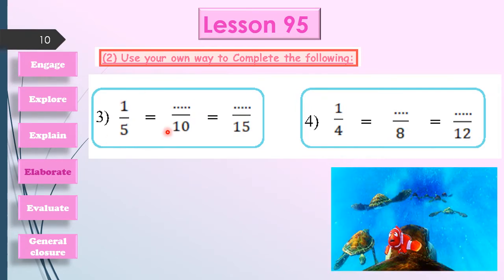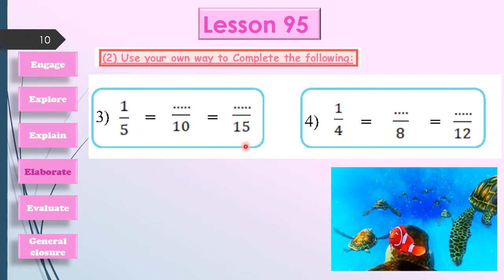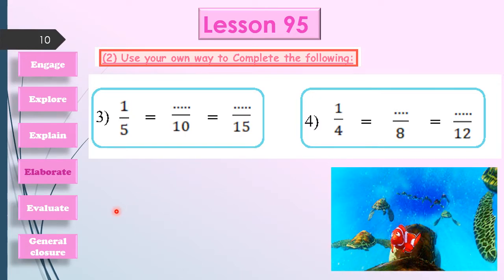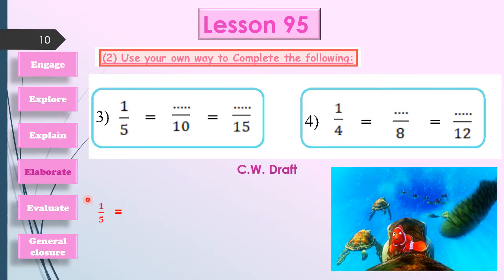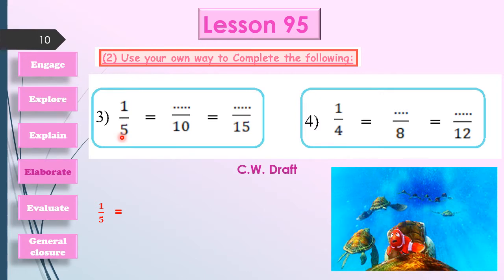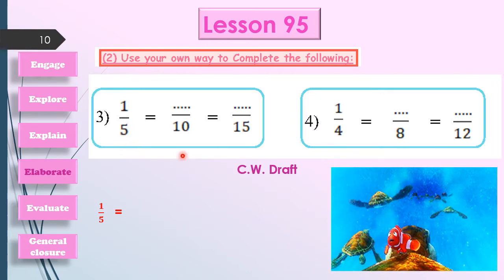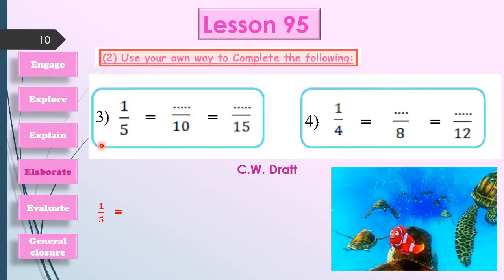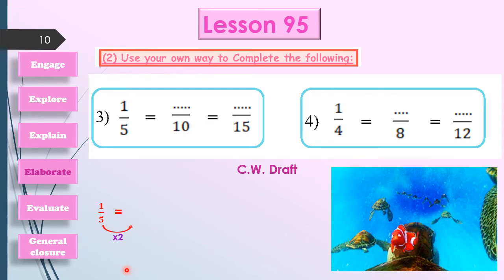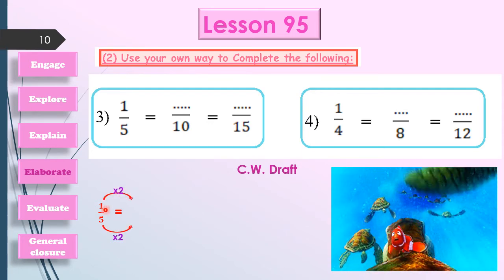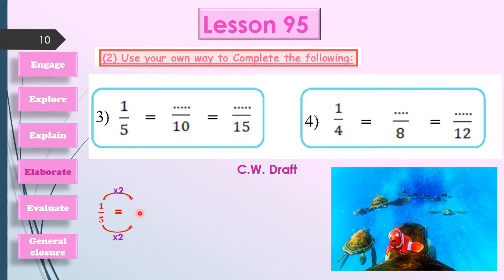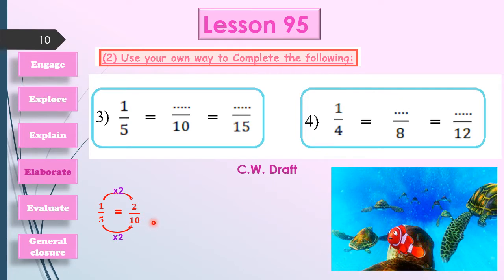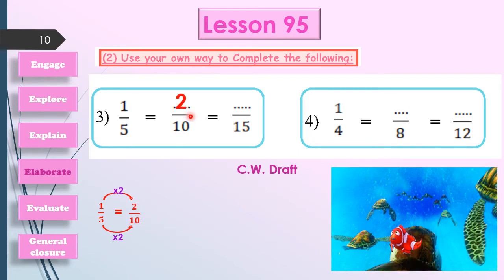Here we have one fifth equals how many tenths and how many fifteenths. Let's go to our draft. One fifth equals, search in your tables, 5 by what equals 10? It will be 5 by 2. And as I do down, I will do up. Then it will be 1 by 2 equals 2 tenths. And write down here 2.